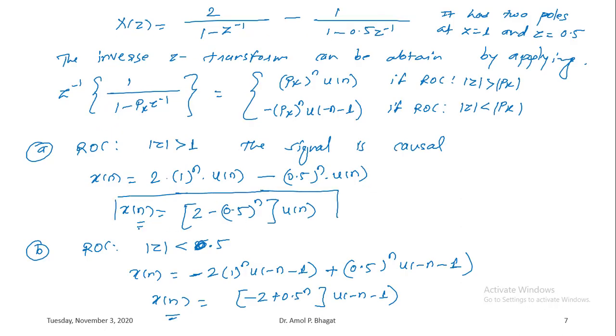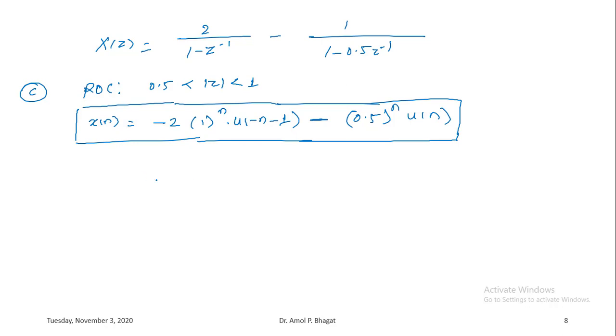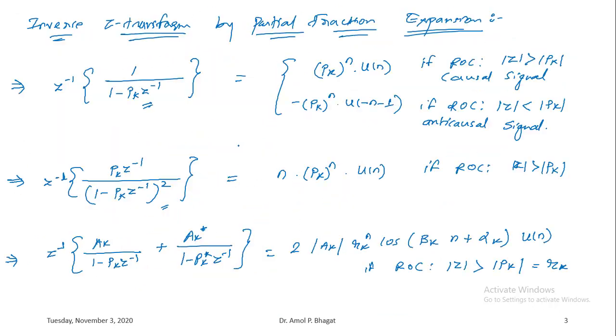So here we have identified for three different ROC conditions. In the first condition, the ROC was exterior, so it was a causal signal. In the second condition, it was interior, so it was anti-causal. And in the third condition, it was a ring, so it will be a two-sided signal. For obtaining the inverse transform by partial fraction expansion, initially you obtain the partial fraction expansion of the given x of z, and depending on the obtained x of z form, you will apply one of these rules, depending on the ROC conditions.